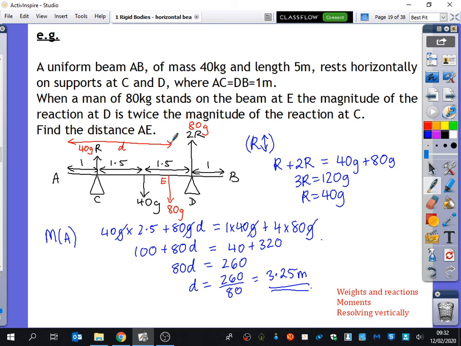Last thing I want to mention about this is 3.25 meters, is that closer to A or closer to B? Closer to B, right? Because the whole thing is 5 meters. And that's exactly where we predicted the man would be standing. We predicted that the man would be standing closer to D than to C.